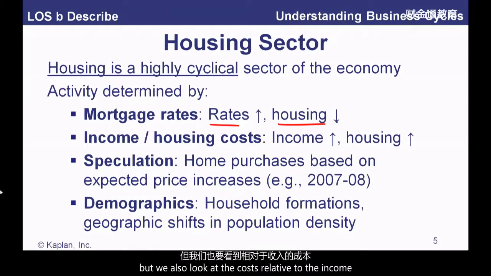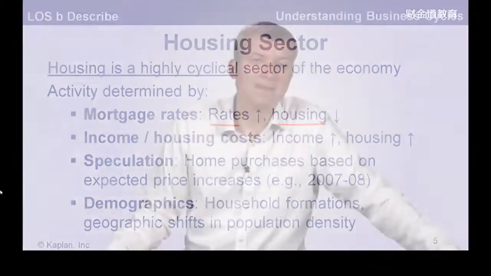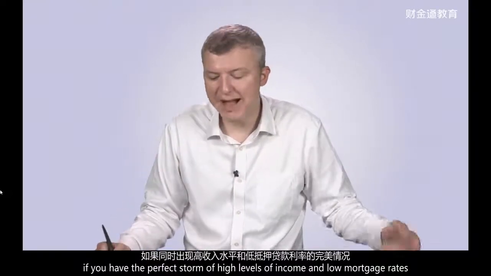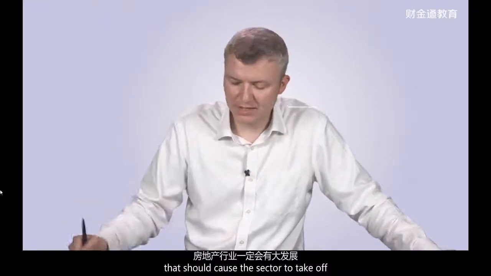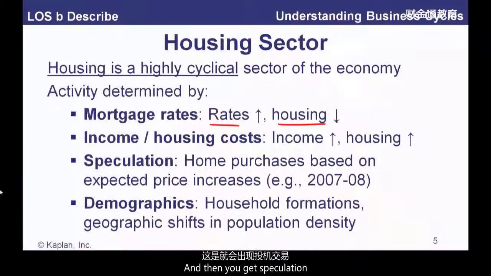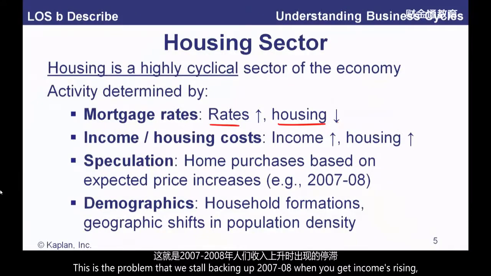But you've also got to look at the costs relative to the income, and it will also depend to a certain extent on mortgage rates. So if you have the perfect storm of high levels of income and low mortgage rates, that should cause the sector to take off. And then you get speculation. This is the problem that we saw back in '07, '08.